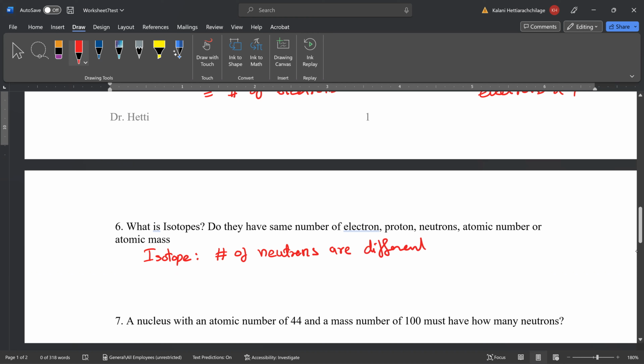Different on the same substance, same element, I would say, same element. Same substance, they have a different number of neutrons. Those we call isotopes, right? So now that's the definition.